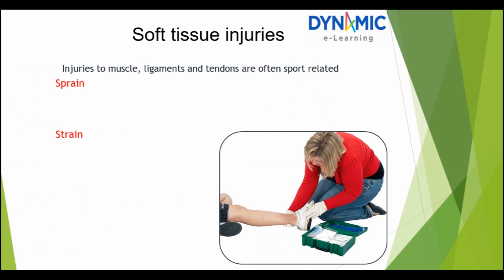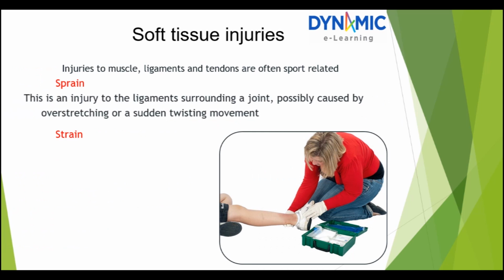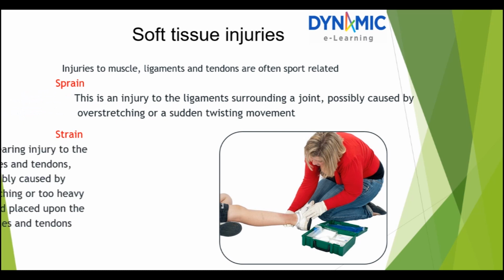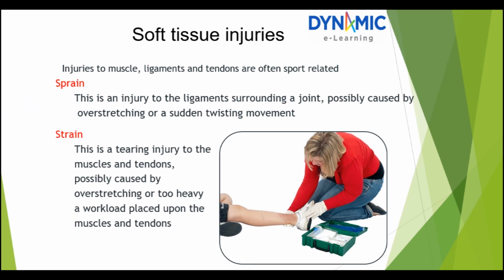Soft tissue injuries. These are injuries to the muscle, ligaments and tendons, often sport related. A sprain, for example, is an injury to the ligaments surrounding a joint, possibly caused by overstretching or a sudden twisting movement. Whereas a strain is a tearing injury to the muscles and tendons, possibly caused by overstretching or too heavy a workload placed on the muscles and tendons.